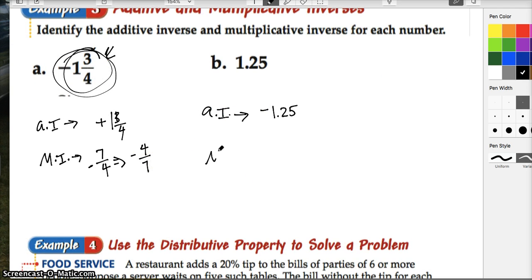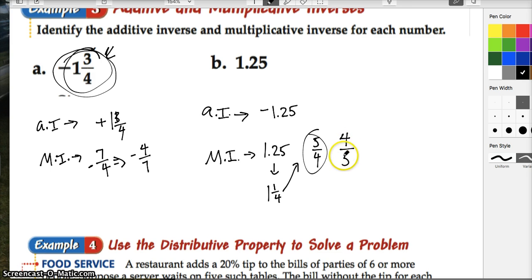But the multiplicative inverse is a little bit more involved because I need to first make sure I can write my number as a fraction. So this number here, 1.25, written as a mixed number, is 1 and 1/4. Then when I write that as an improper fraction, it's 1 times 4 plus 1 more gives me 5 over 4. So now, starting with 5/4, if I were to write the multiplicative inverse, which we know to be the reciprocal, I'm just flipping this thing: 4 over 5. So my answer, I'm going to box out my answers so you know which ones are right, would be here.